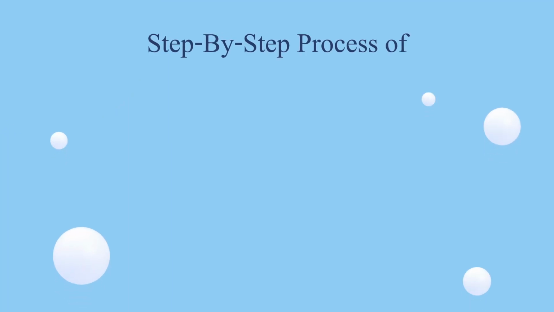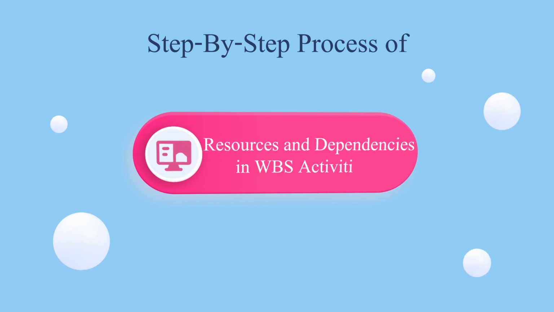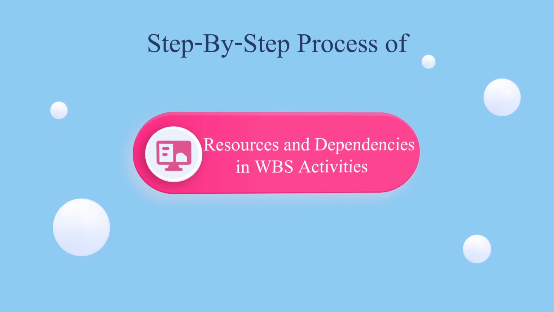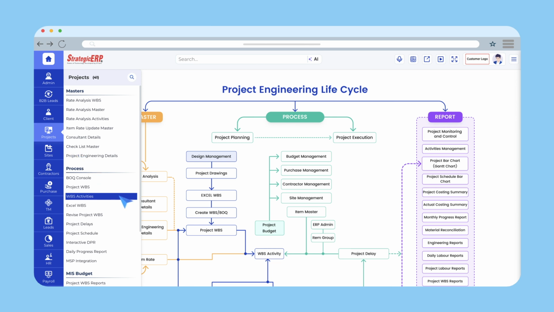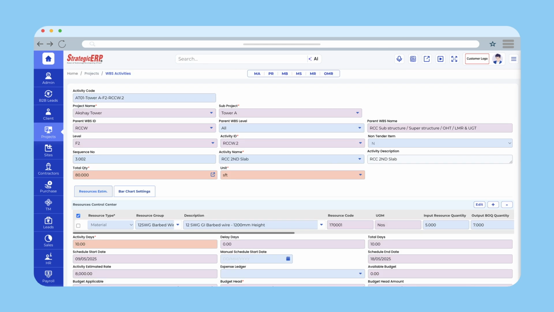Let us understand the step-by-step process of adding resources and dependencies in WBS in Strategic ERP. Navigate to the WBS Activities form under the Project Management module. Select Activity Details. You can view the activity ID, name, total quantity and unit details.